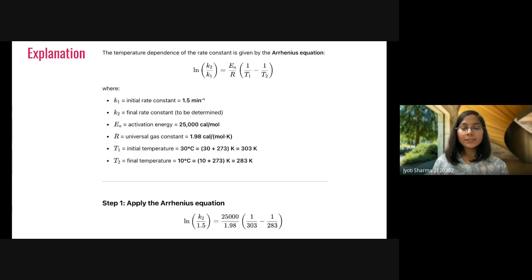This simple formula is natural log of k2 upon k1 is equal to activation energy upon gas constant multiplied by 1 by T1 minus 1 by T2. Just put everything in, you just need to calculate k2. That is the final rate constant that we need to determine. But keep in mind, T1 and T2 should be in Kelvin, not in Celsius. So first convert T1 and T2 into Kelvin, and then put everything into that Arrhenius equation, and this is how you can calculate the value of k2, right?